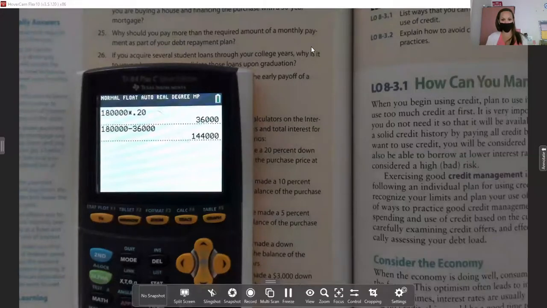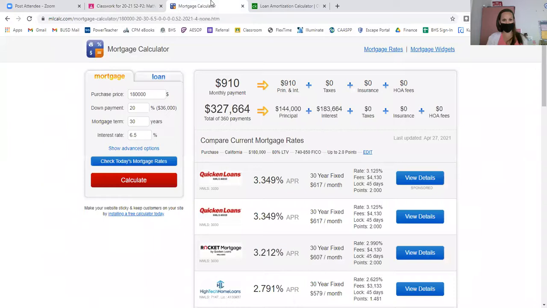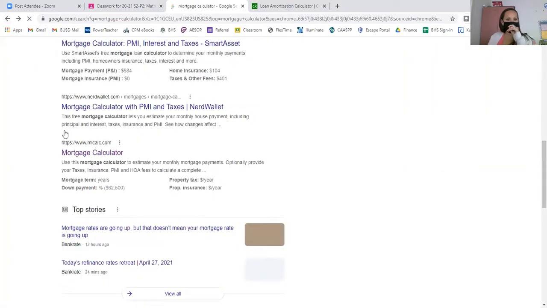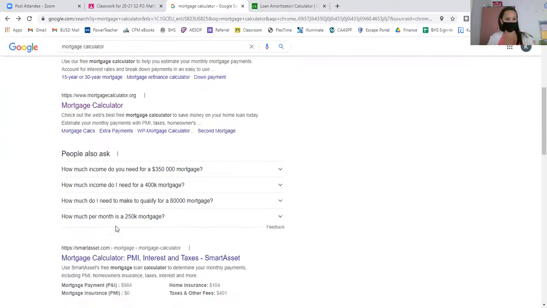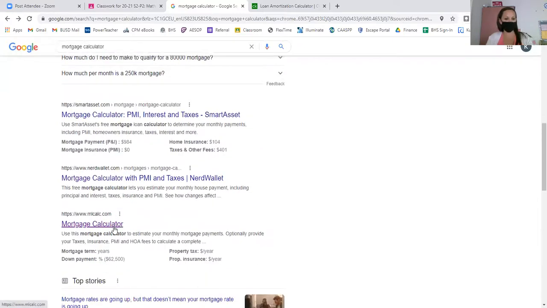So I was checking out a few different calculators. I think this is the best one I found. I just typed in mortgage calculator. Like this one here on Google, you can type in the 144,000. It tells you the monthly payments. It does not tell you the total interest. You'd have to calculate that yourself. All of these will work. Some of them you just have to think about the different things. This is the one I chose, the ML Calc.